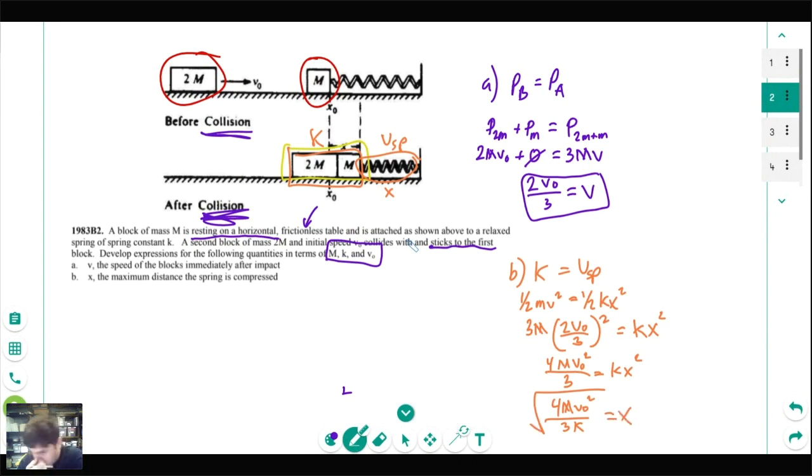is x. And that matches all of our requirements. It's in terms of m, k, and v naught. And yeah, that is that question done. All right, so one question down, several to go. All right, so that's the first question here. Question number 2.